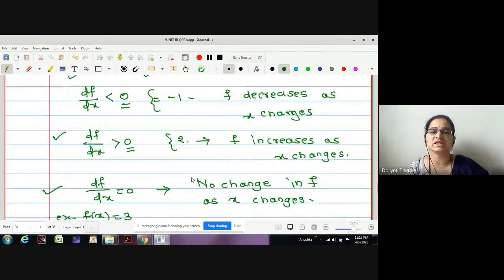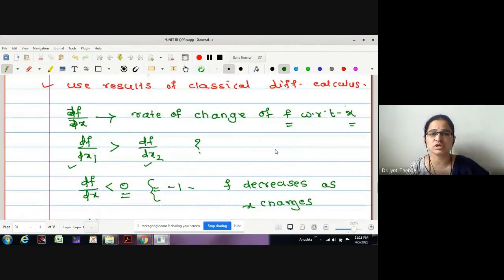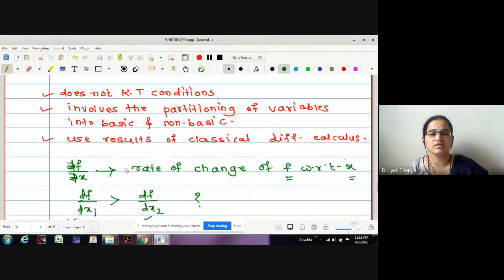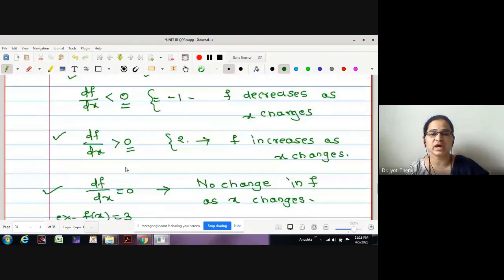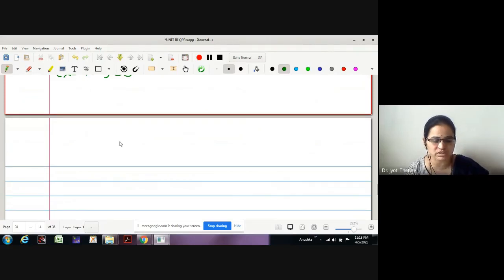And if df by dx is greater than 0, what does it mean to us? f increases as x changes. If df by dx is less than 0, it means that f decreases because the change is negative. Therefore, it gives me the idea that f decreases as x changes. Right? This concept was used by a mathematician, Beale, and he made the partition of the given variables into basic and non-basic. Using this concept of rate of change, he has given the algorithm. Let us move towards the algorithm.